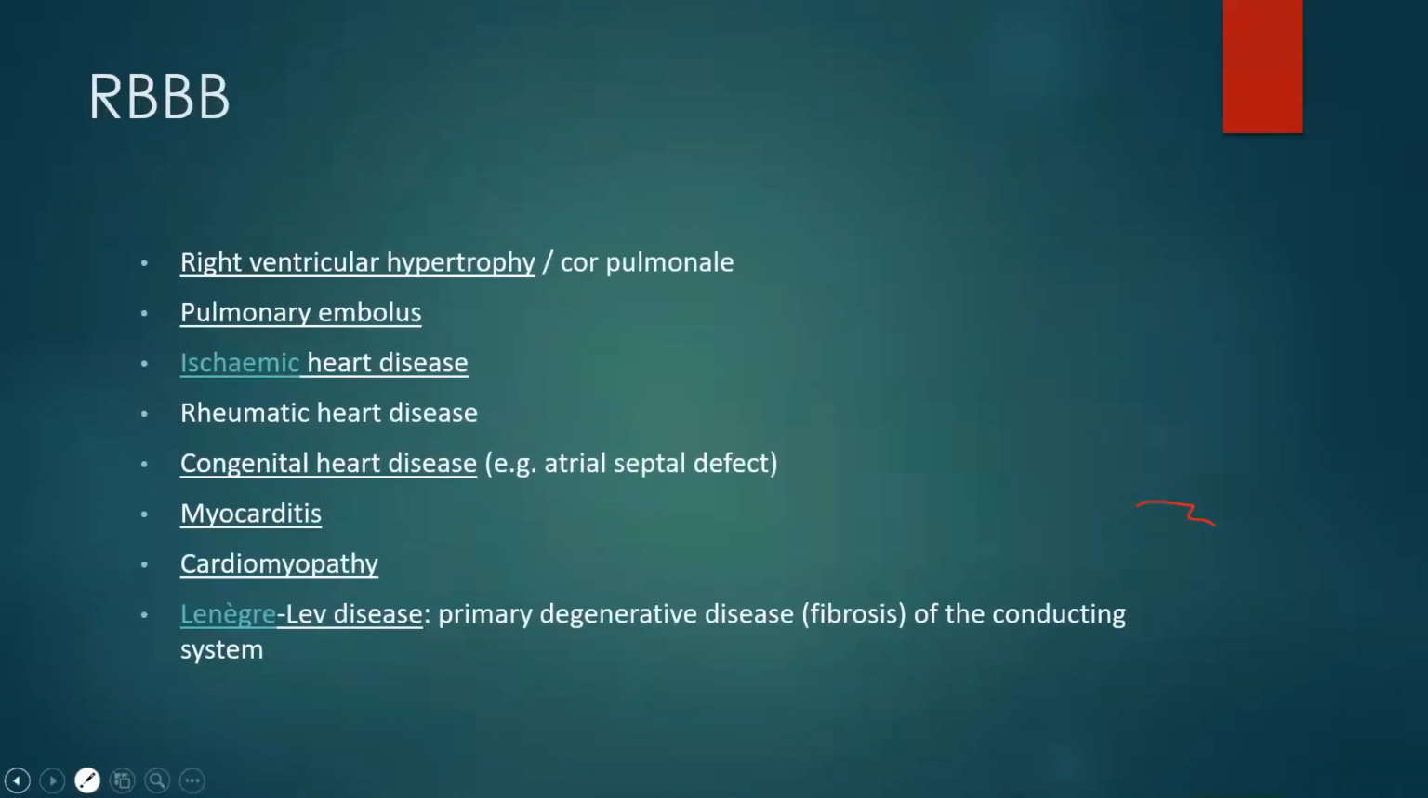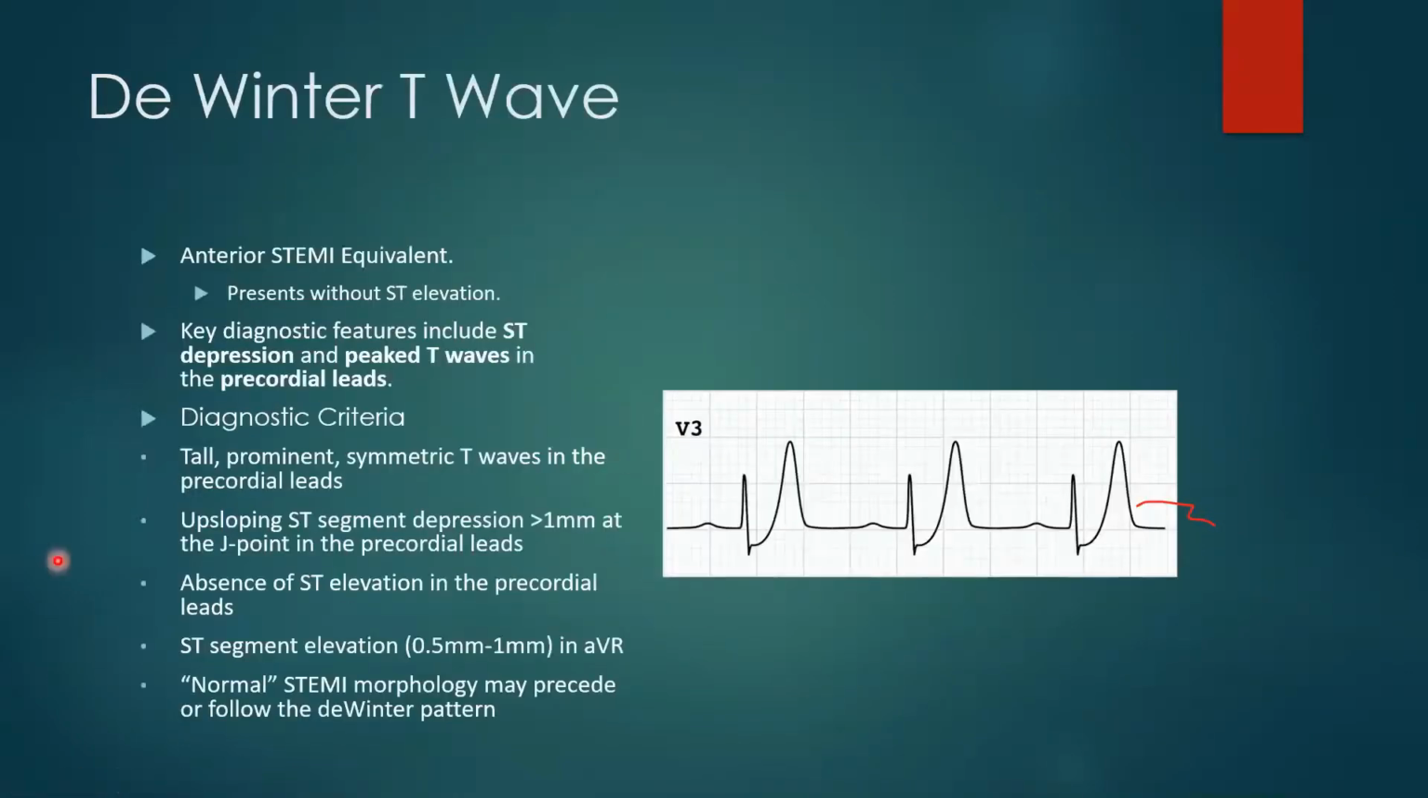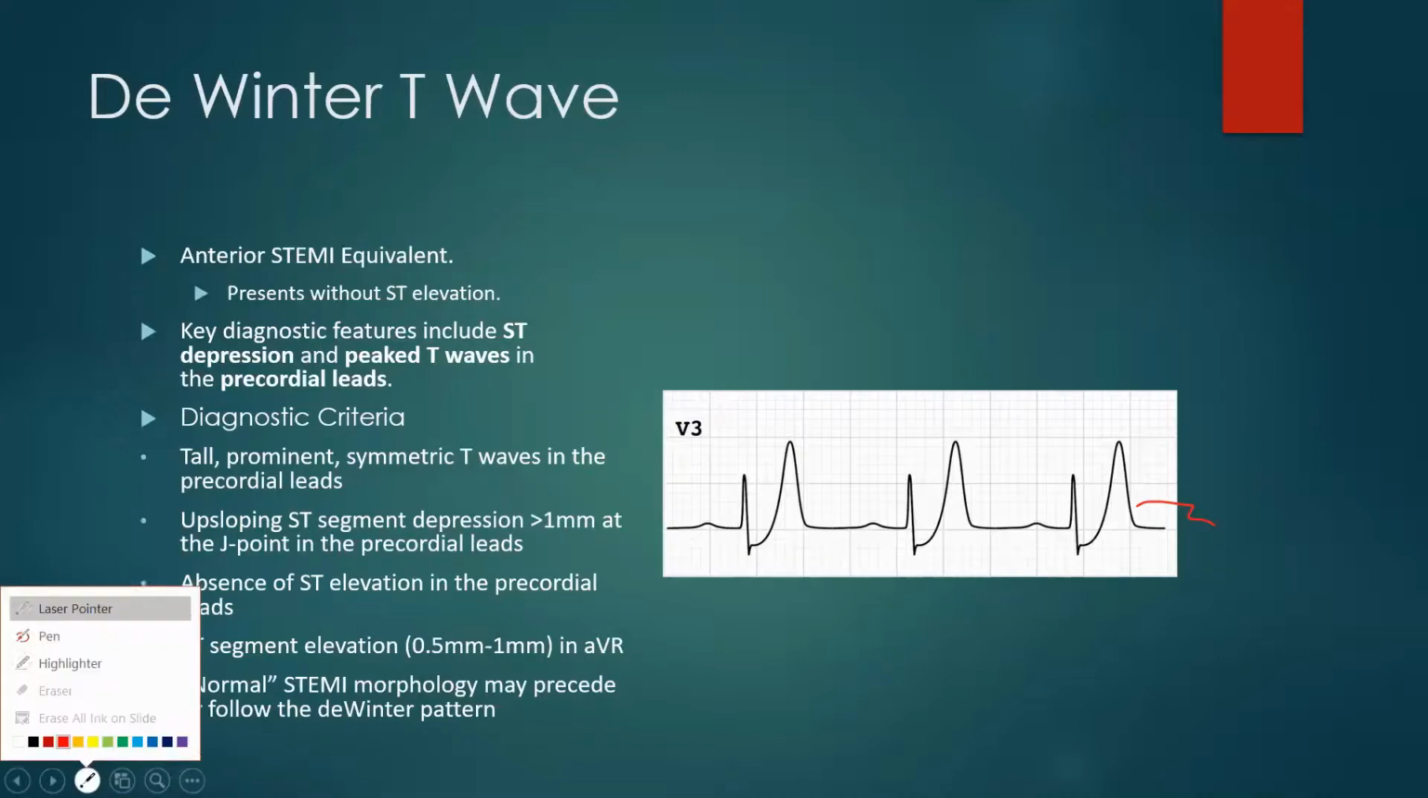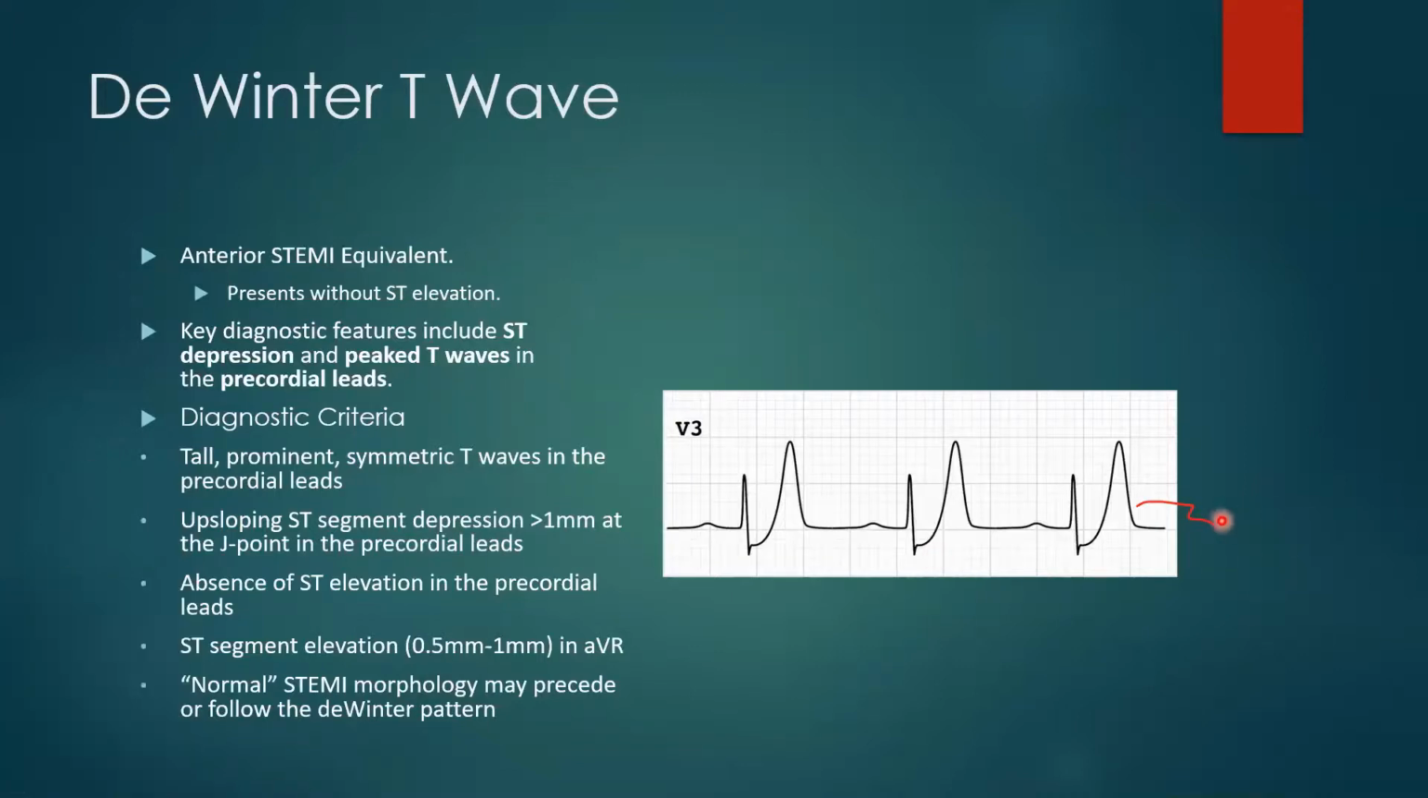All right, so let's move on to the last couple things. De Winter's T wave. It's a really interesting one. It is considered an anterior STEMI equivalent, but it can present without ST elevation. It can also present with ST elevation.